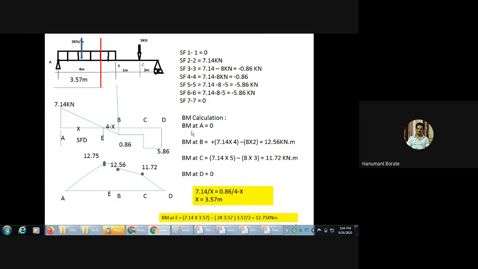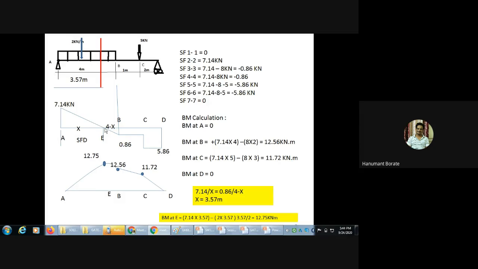But another critical point remains, that here SF changes the sign. Whenever SF changes the sign, we need to do BM calculation. So here the SF diagram changes the sign, but we don't know at what distance the SF changes the sign. Now we know that this total distance is 4 meter. Let this distance be x, then this distance will be 4 minus x. Now consider these two triangles. This is the first triangle and this is the second triangle. Both triangles are similar triangles.